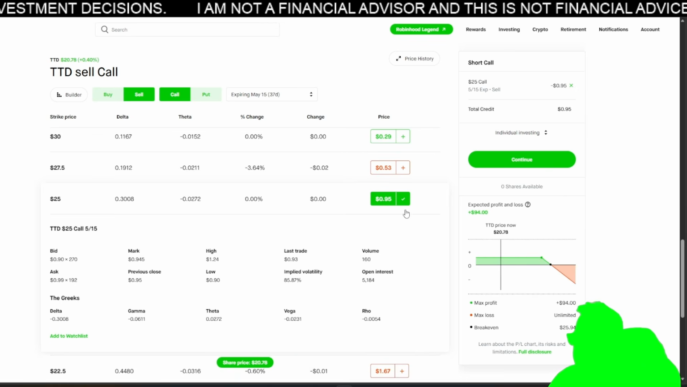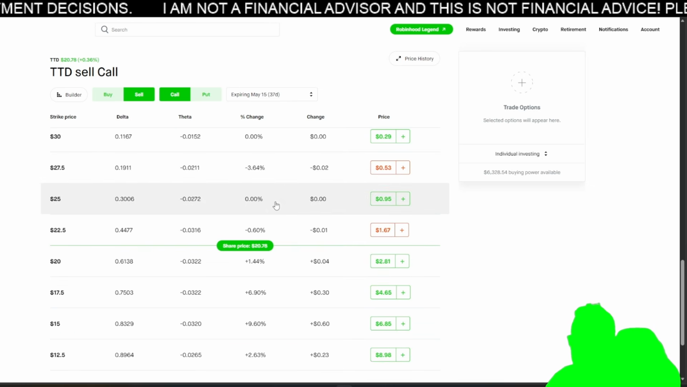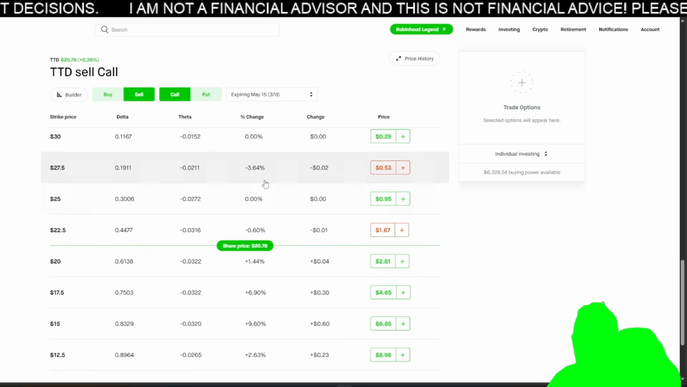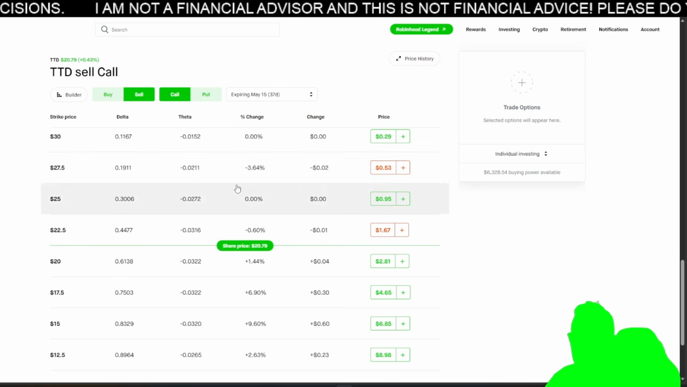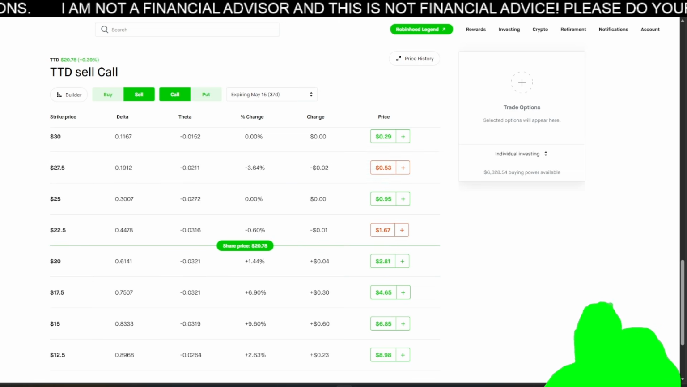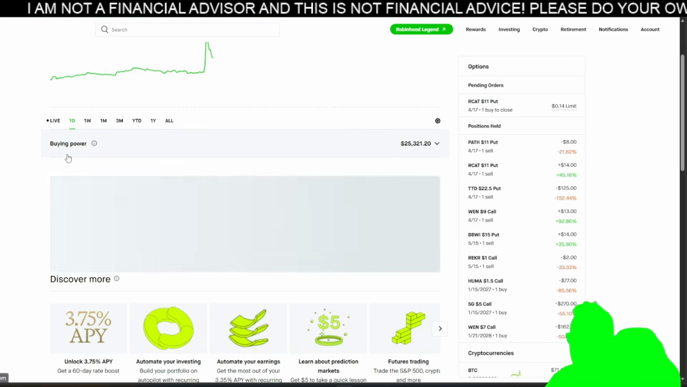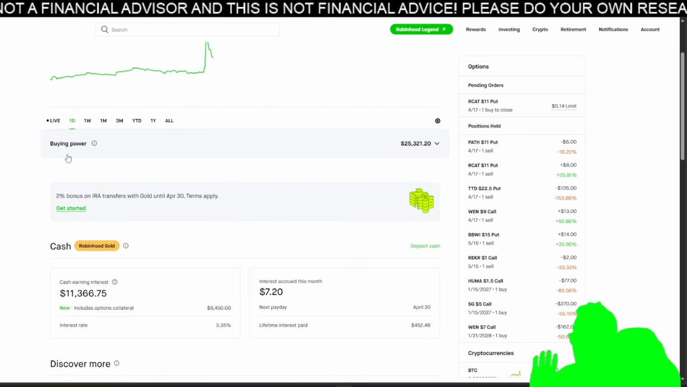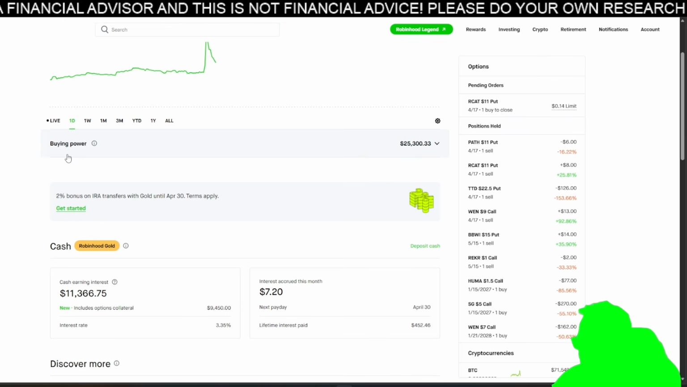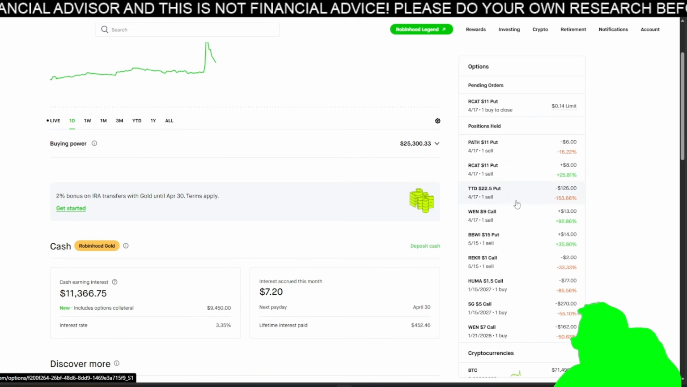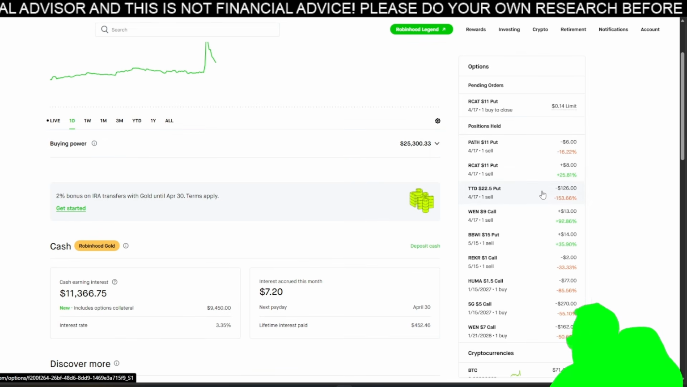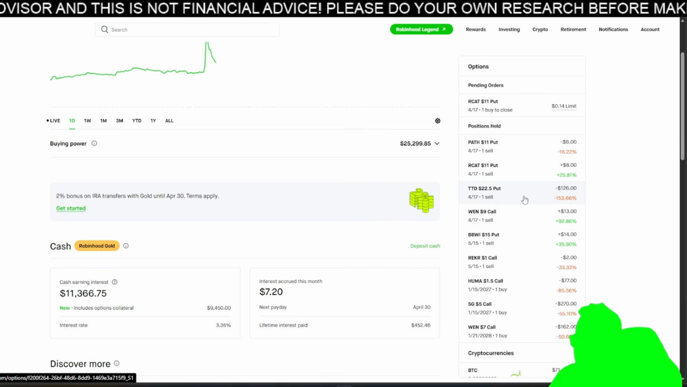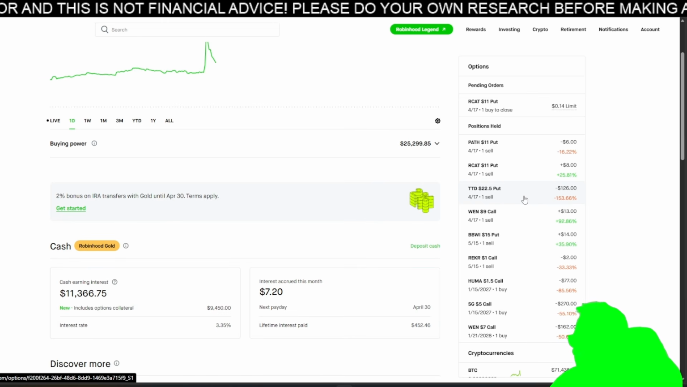The thing to remember with this strategy is you've got to be willing to do it on companies that you don't mind owning shares of. If you're doing it just to make a quick buck, that's where a lot of the psychological factors come into play, and people have problems knowing what to do and how to open up a trade. So that's something to keep in mind. Again, I'm down $126. Oh my God. But for me, I don't mind owning Trade Desk at $22.50.